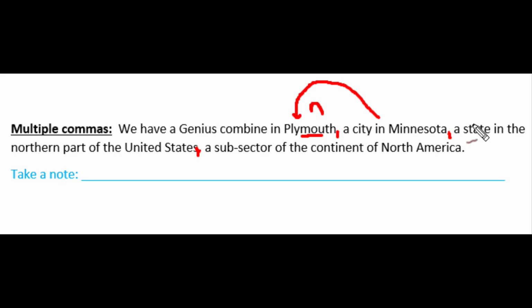Now we give another comma. Then after that comma, we're going to give a mini definition of the word that's right before the second comma. In this case, it's Minnesota. Minnesota is also a noun. See the consistency? We go to the next comma here, and this clause says a state in the northern part of the United States. And what is that? That's a definition of Minnesota. And now we have a comma, a subsector of the continent of North America. What is this? This is a miniature definition of what the United States is. By the way, take a look. United States, that is also a noun. Look at the consistency, kids.